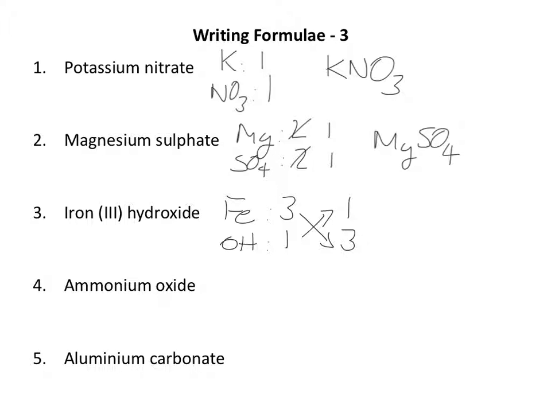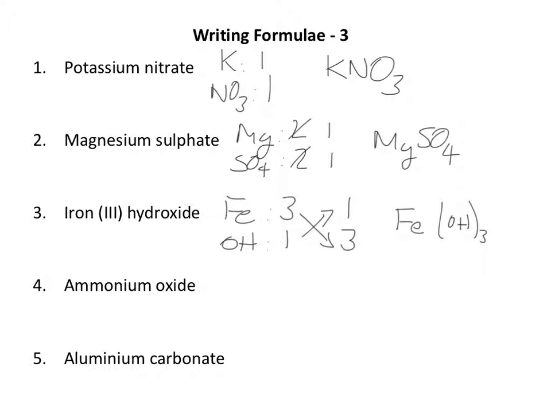I show that by putting a bracket around the OH and then a 3 afterwards. What that 3 next to the brackets means is we've got 3 of that whole bracket. Because we put the bracket around it, we keep it as a hydroxide, but we have 3 hydroxides.